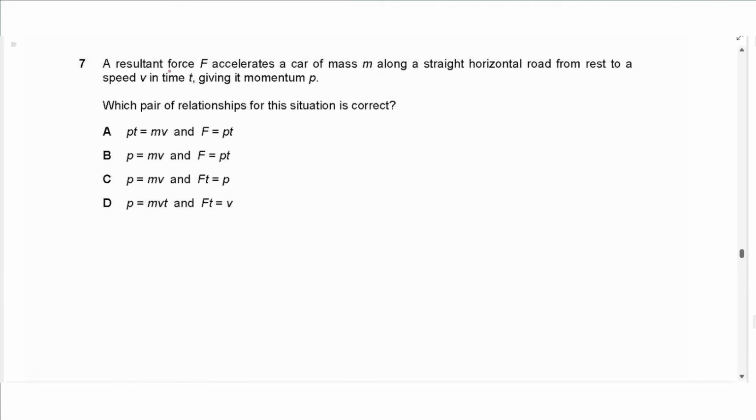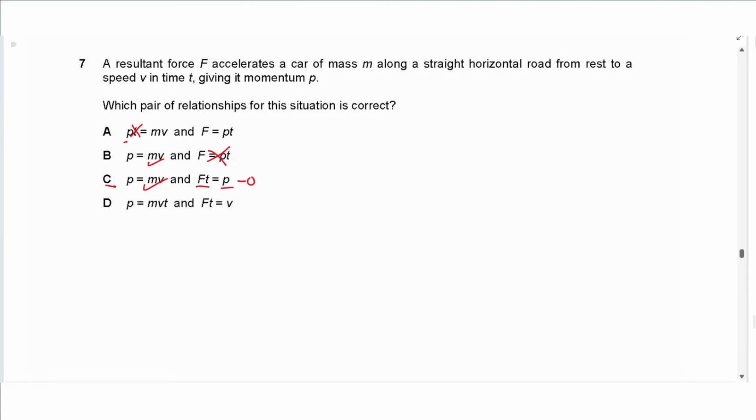Question 7 says a resultant force F accelerates a car of mass m along a straight horizontal road from rest to a speed v in time t, giving it a momentum p. Which pair of relationships for this situation is correct? So pt is equal to mv. mv is equal to the momentum, which is p, so the time here is not correct. The next one, p is equal to mv, that's correct. And F is equal to pt. No, the force is equal to the change in momentum over time, not times time. So Ft is equal to p, the force multiplied by time, which is the impulse or the change in momentum, is equal to p, which is the final momentum, minus 0.